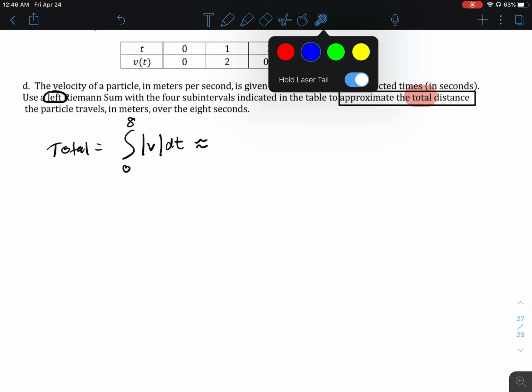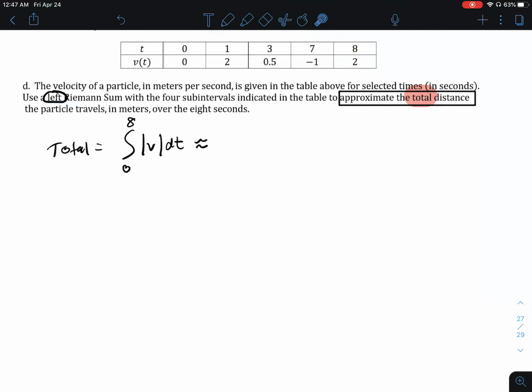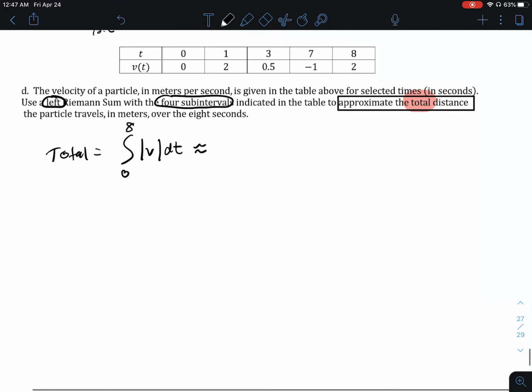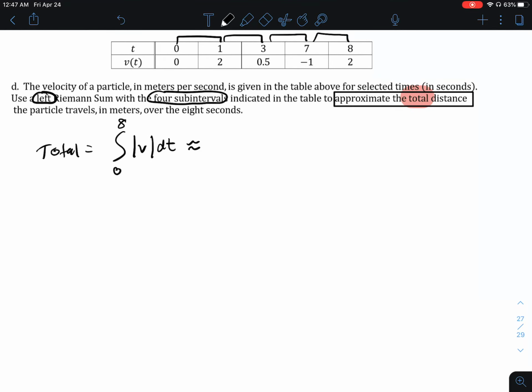So using a left Riemann sum, and we're supposed to use 4, did it say 4? It said 4 subintervals. So our subintervals could be like, here's a subinterval, here's another one, here's a third one, here's a fourth one. And to do this left Riemann sum, it is the change in t, which is changing here, times the height.